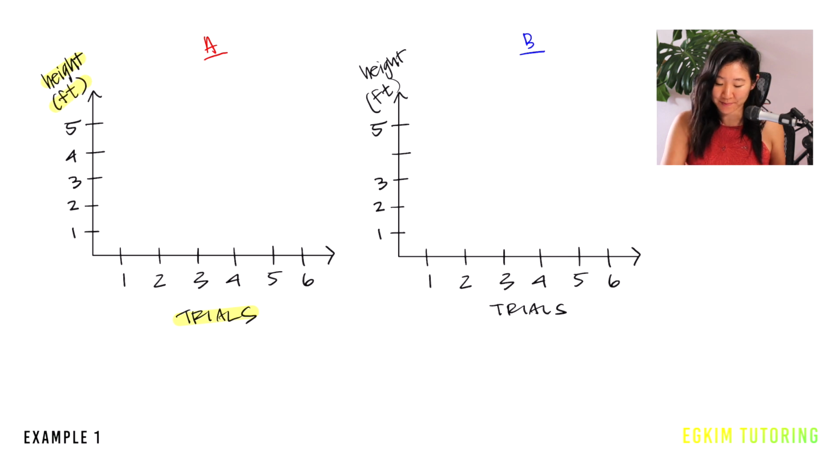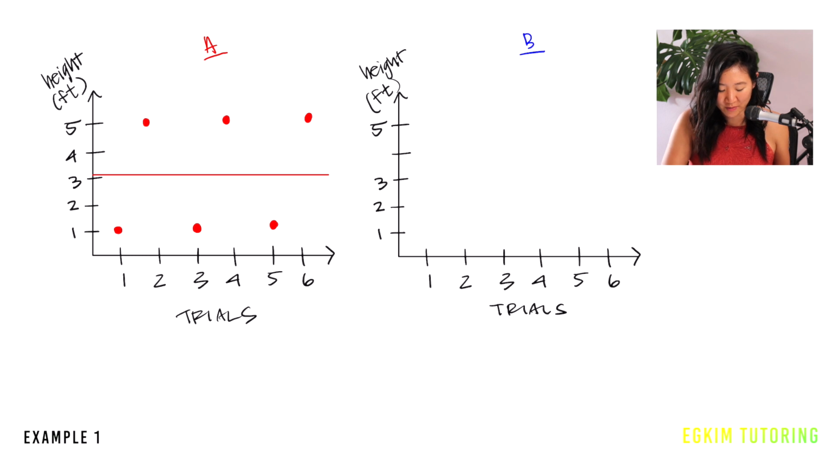Let's start with scientist A and say that they measure a height of 1 foot for trial 1. Let's go ahead and plot that. Then for trial 2, let's say that they measure a height of 5 feet. Then for trial 3, they measure 1 foot again, and then 5 feet. Who knows why, but this is the data, such that the mean is going to be 3 feet. So let's go ahead and make a line at 3 feet, and then also label it as the mean.